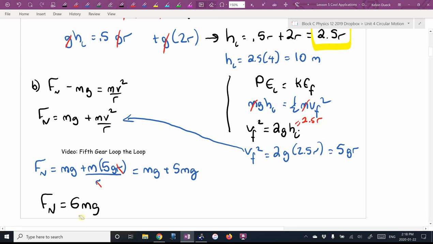How many g's are these people pulling at the bottom of the loop? 6. Oh, and that's minimum. That's if we're barely making it. We build in a healthy safety factor, so 8, 10. None of you have been on a circular roller coaster loop.